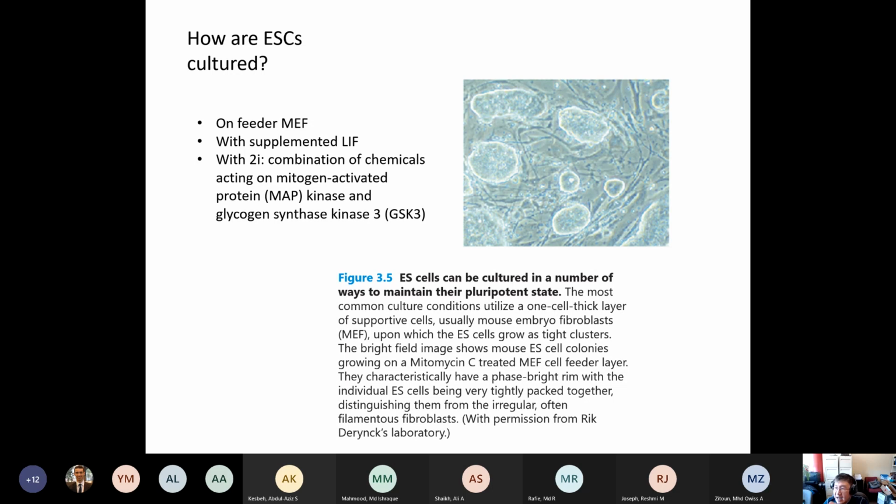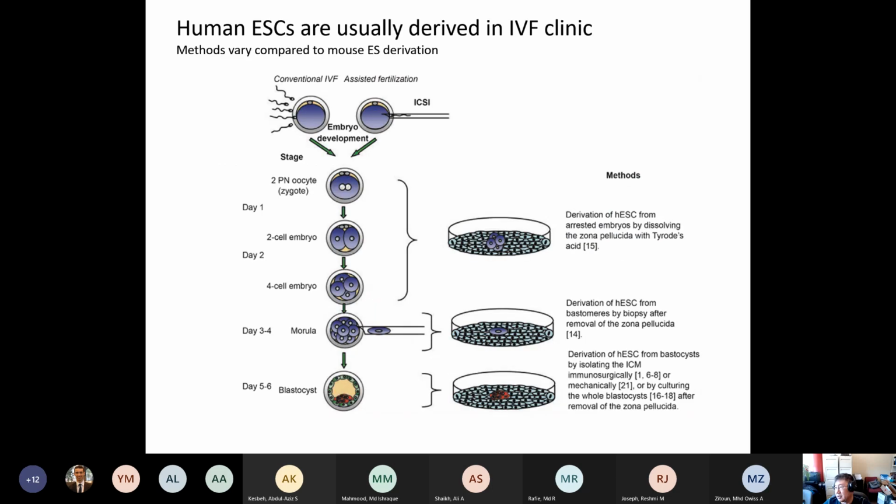So if you have high activity of these two kinases, maybe the cells will differentiate. If you have inhibitors against these two pathways, maybe the cell will keep their pluripotency to maintain the status of embryonic stem cells. Okay, so I explained to you 3 ways to culture the embryonic stem cell. And now I want to explain to you how you can get human embryonic stem cell.